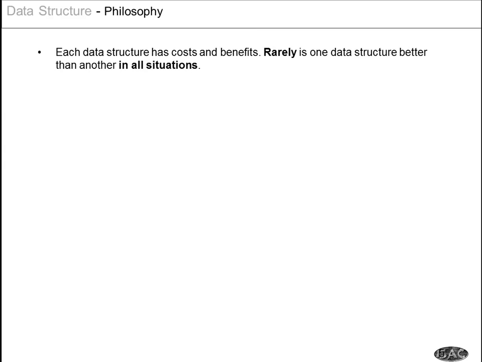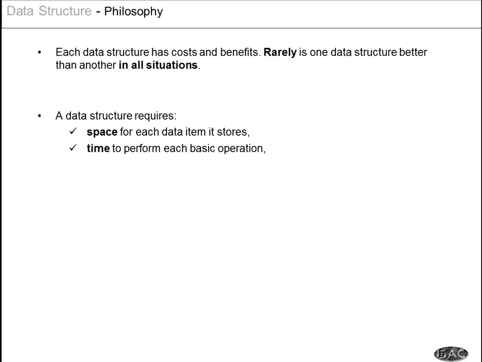Now, what is the philosophy behind storing all of this data structure? The philosophy is that each data structure has some costs and benefits. What you have to understand is which data structure is useful for which scenario. Rarely is one data structure better than another in all situations. So you won't find that linked list is good for all the cases, or that tree data structure is suitable for every situation, or array is good all the time. One of these data structures might be good in one situation, another might be good in another situation. So it is up to the data structure.